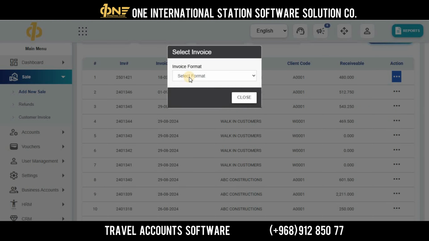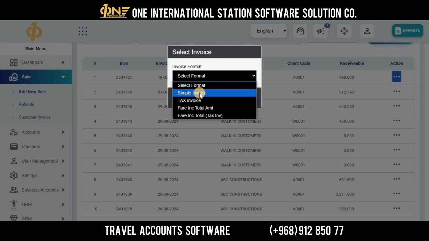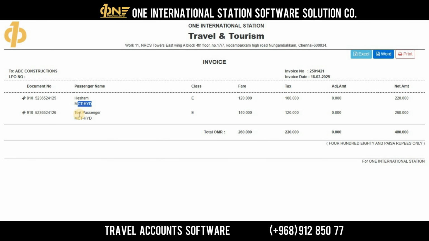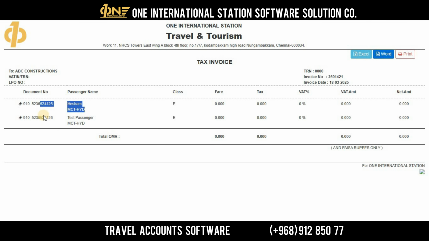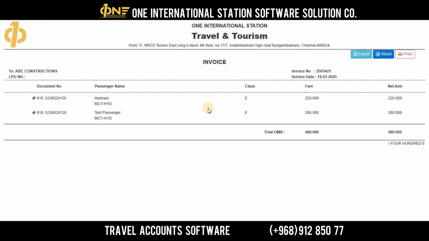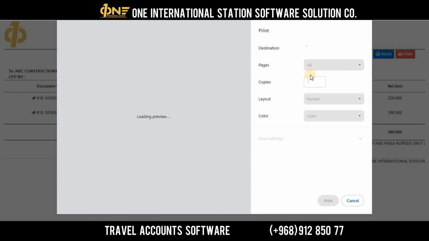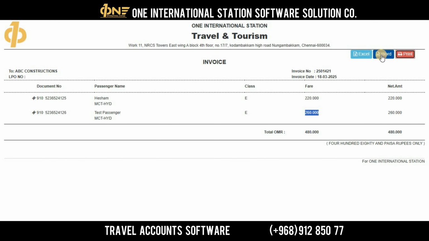There are 4 types of print options in invoices: simple invoice, tax invoice, fare included in total amount, and fare included in total with tax invoice. In each type, you will get the passenger name, sector, fare amount, tax amount, net amount, and total invoice amount. You can print the invoice from here and download the invoice in Word and Excel.